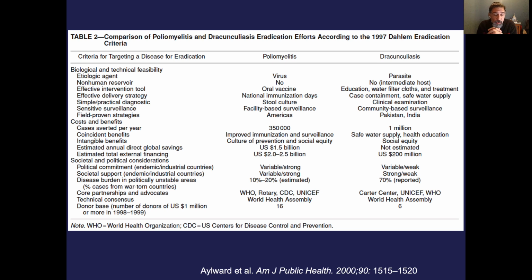So this slide shows from your reading the 2 active eradication programs that are happening right now. So those are polio and dracunculiasis, which is also known as Guinea worm. Polio is a virus, dracunculiasis is a parasite, but you can get a sense of the different aspects related to the different criteria here for each of these active eradication programs.